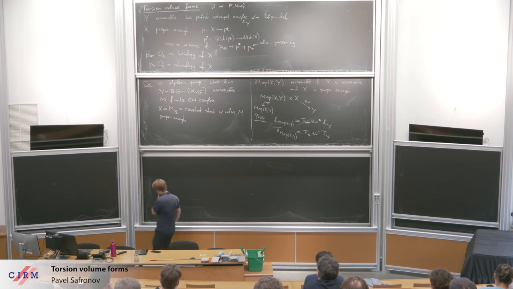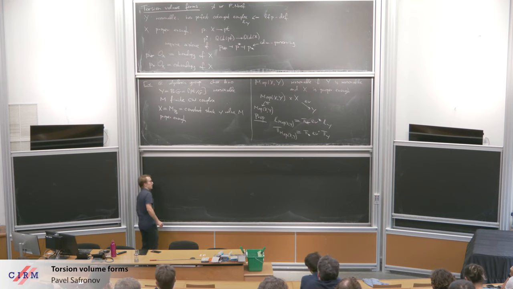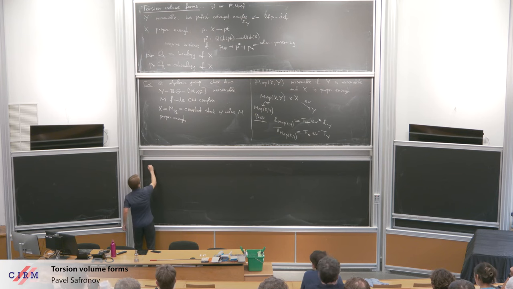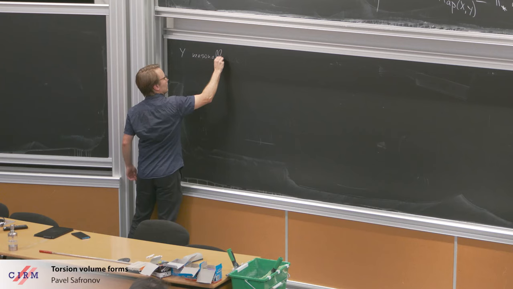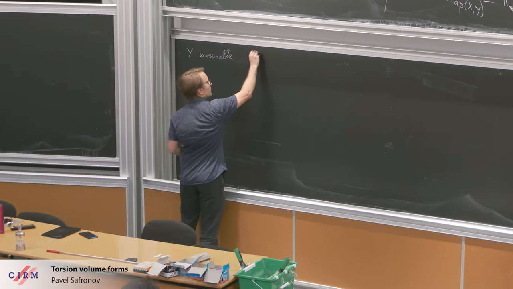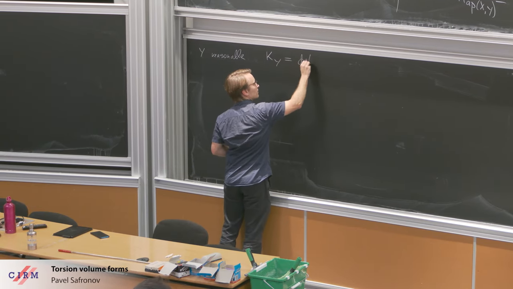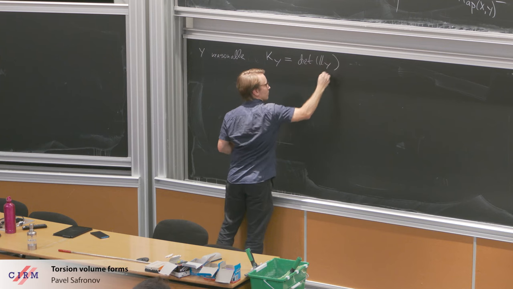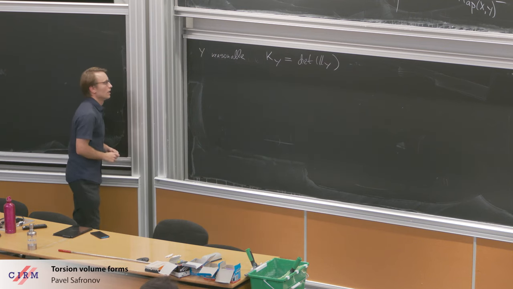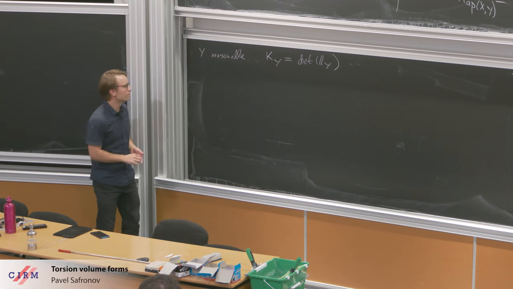Okay, and so the reason I want to consider these classes of stacks is that I can talk about volume forms. So let me say what I mean by a volume form. If Y is reasonable, so the cotangent complex is perfect, you can define the canonical bundle as just the determinant of the cotangent complex. And then you can say a volume form is just a trivialization of the canonical bundle.